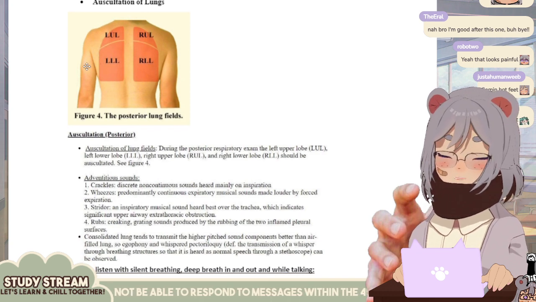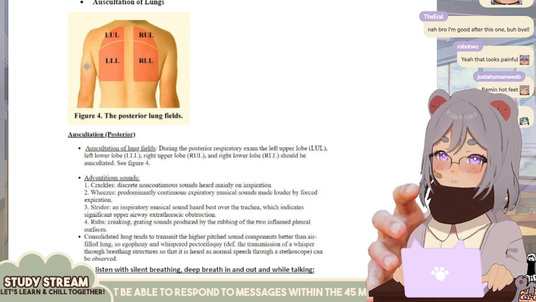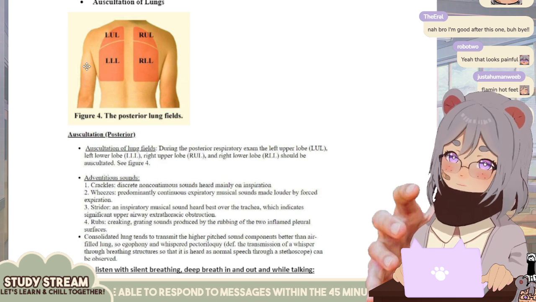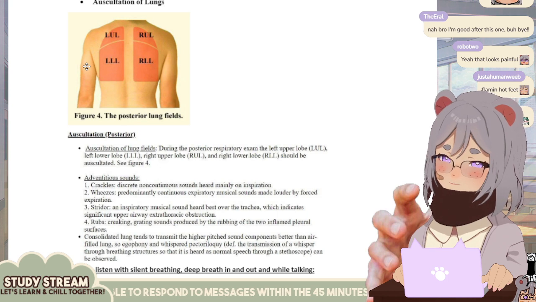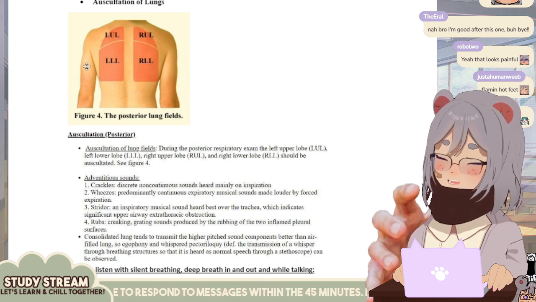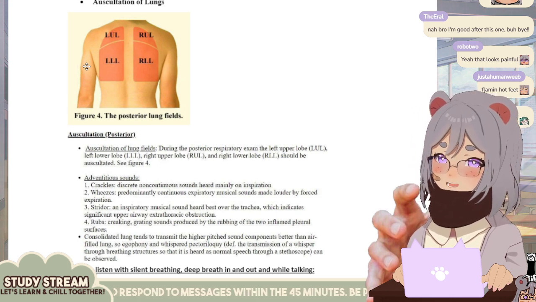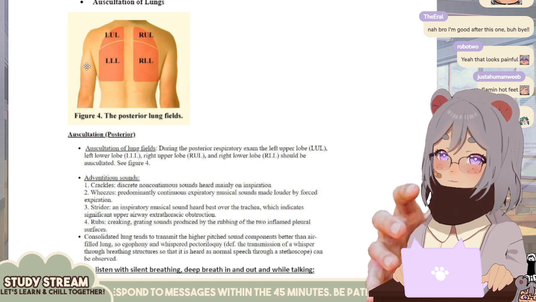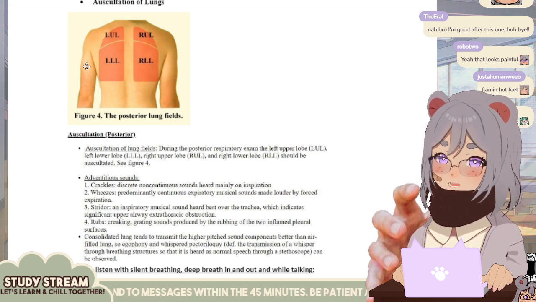When you're checking in this area, you're going to be checking for sounds. You're trying to hear crackles or wheezing. Maybe there's a stridor, which they describe as an inspiratory musical sound. I will definitely have to Google sounds of the lungs. You might hear a rubbing, which can also include a creaking or grating sound produced by the rubbing of two inflamed pleural surfaces. So that's super, oh my goodness. And let's see.